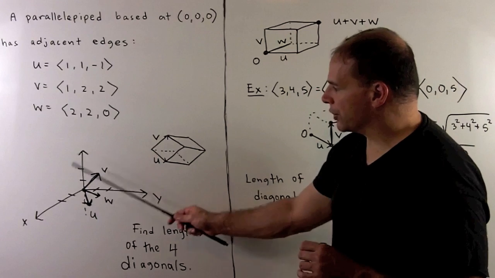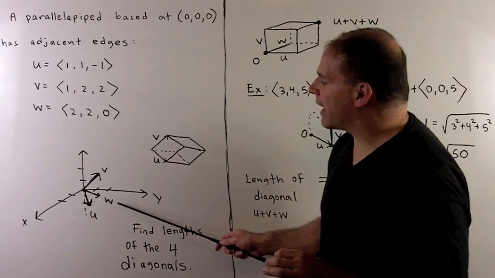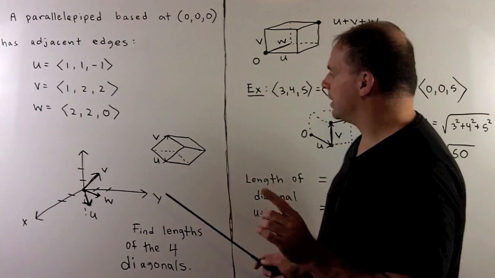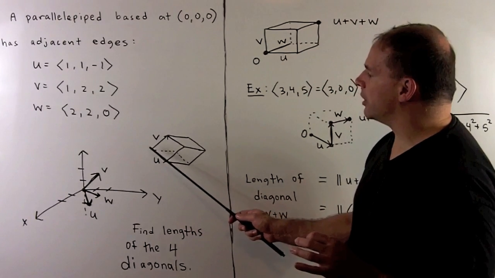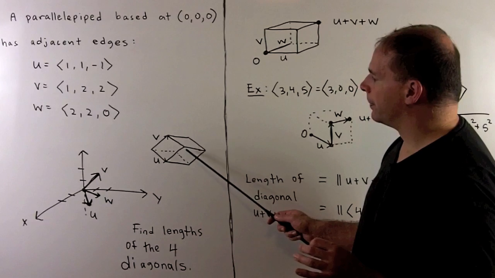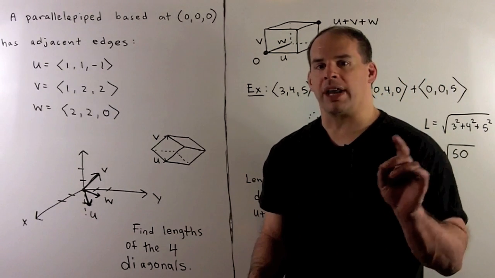If we sketch these vectors in 3 space, our picture looks like this. Then we can complete our vectors to a parallelepiped to get this picture here. So note the vector w is running along the back. Question: find the lengths of the 4 diagonals.